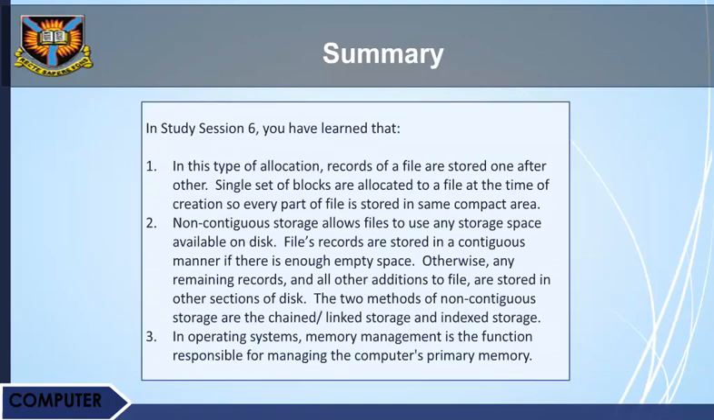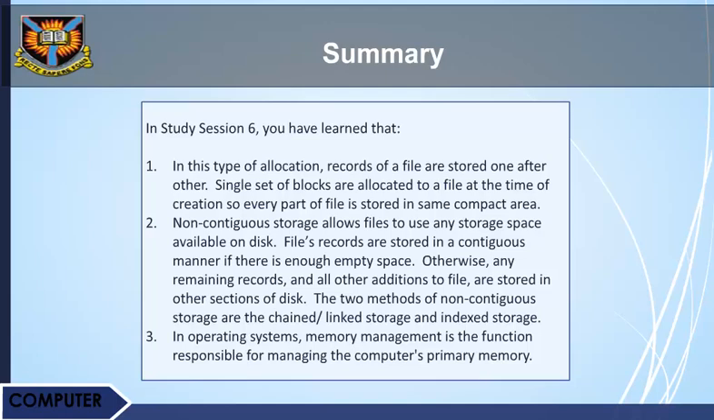Summary. In study section 6, you have learned that: 1. In contiguous allocation, records of a file are stored one after the other. A single set of blocks is allocated to a file at the time of creation, so every part of the file is stored in the same compact area.